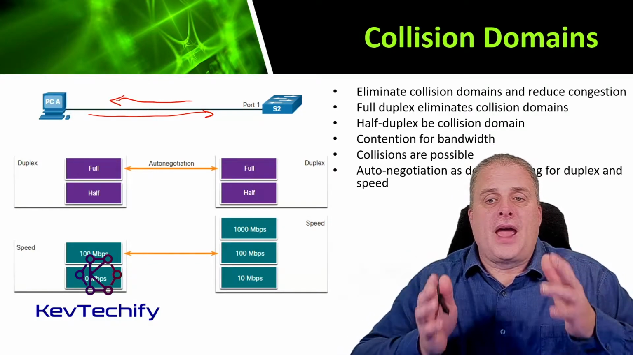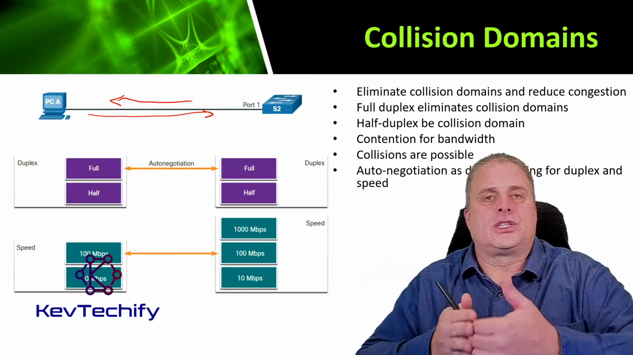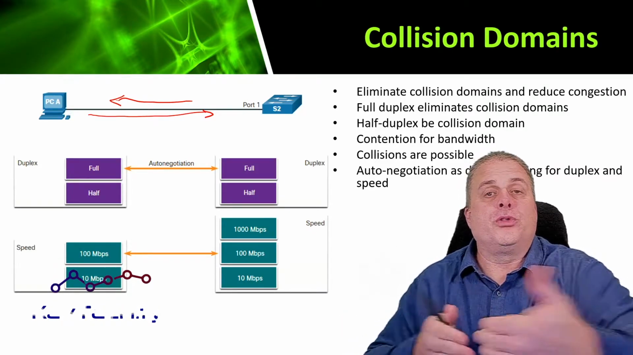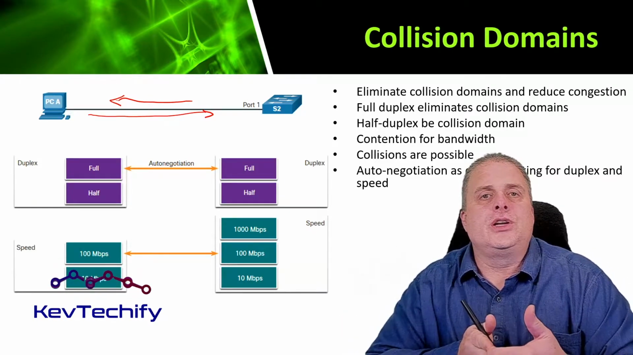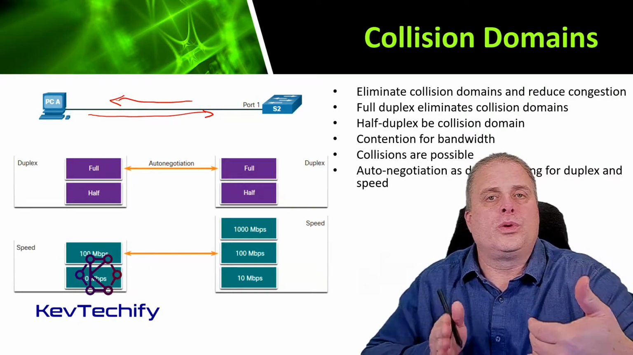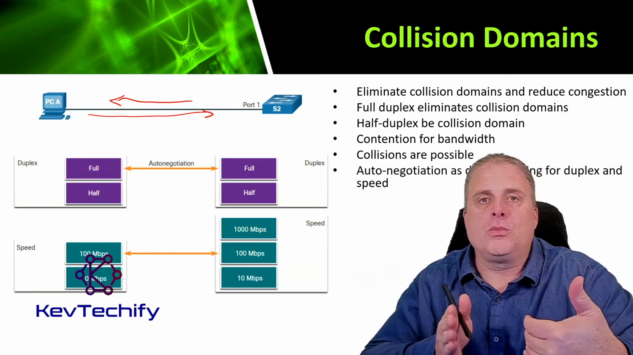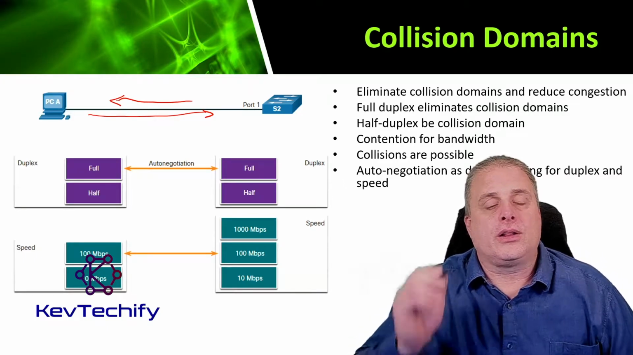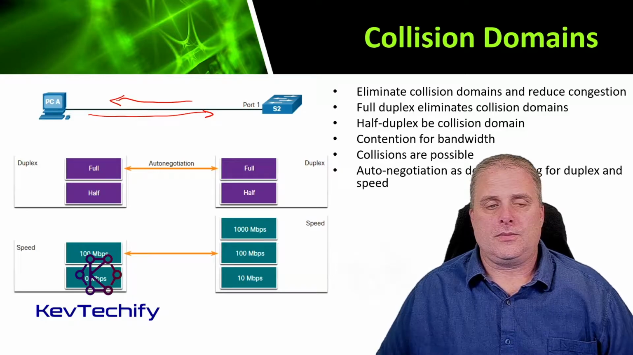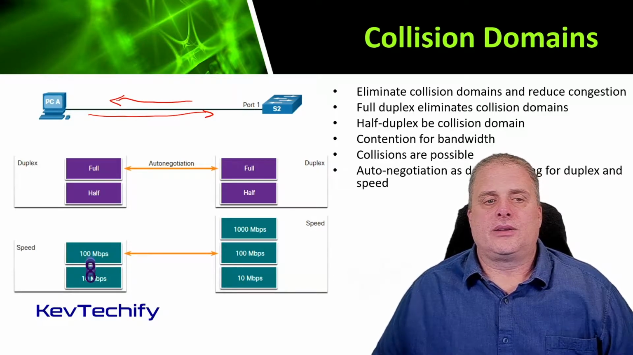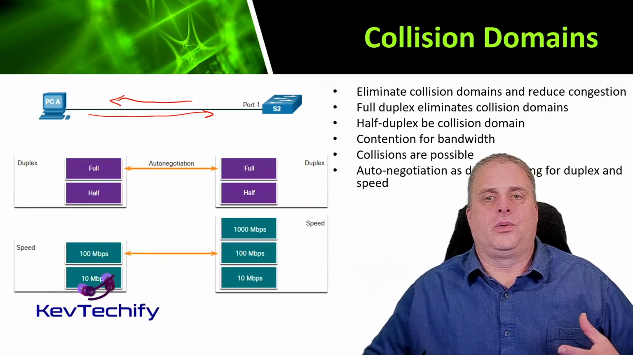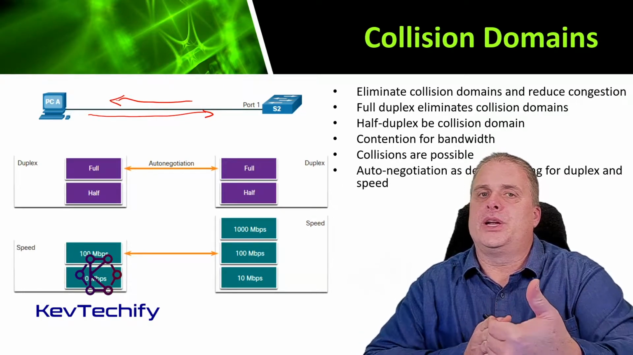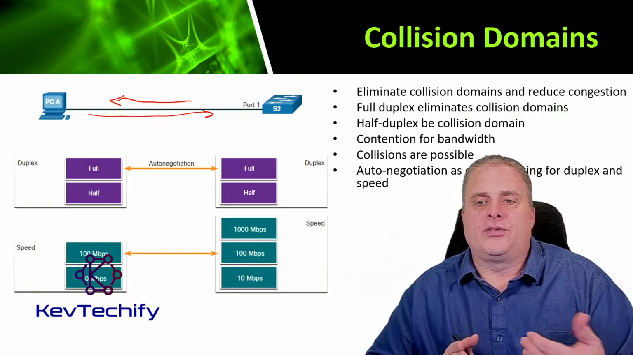And so with half duplex, you can cause collisions. Think about that single-lane bridge: if both cars go at the same time, they're going to have a collision. But on a normal road with two lanes and traffic flowing normally, those cars aren't going to collide, and data gets through a lot faster. When we have a collision domain, there's contention for bandwidth, going back to that single-lane bridge where one car has to wait for another.